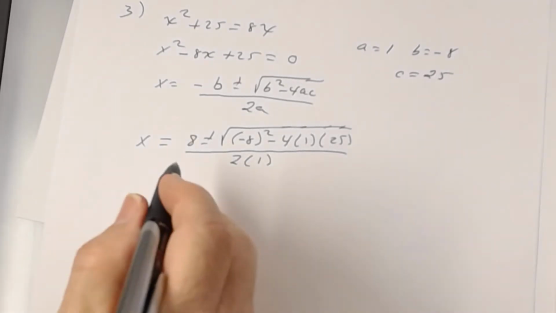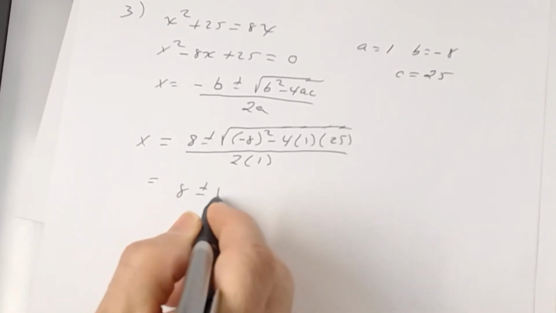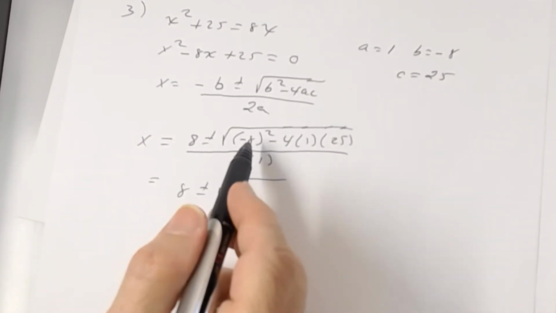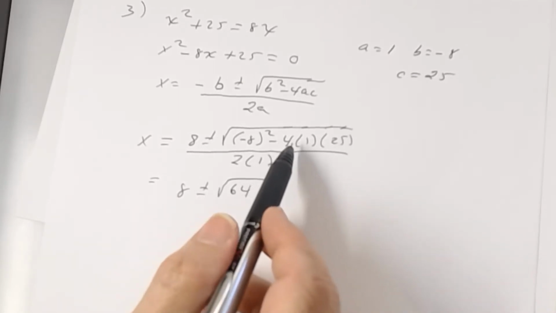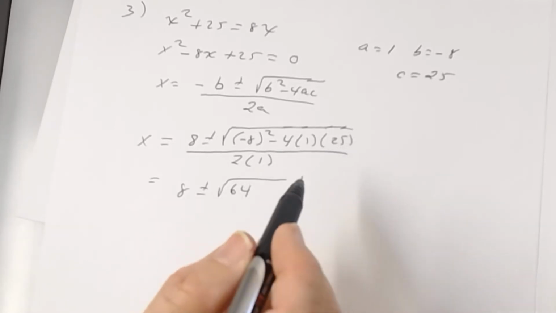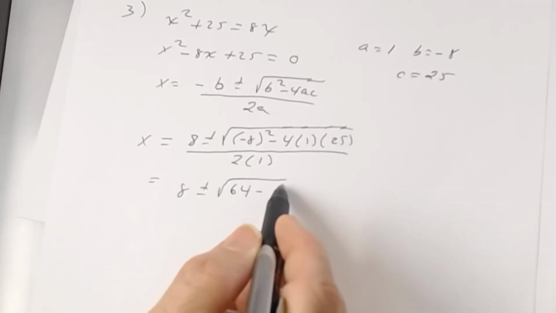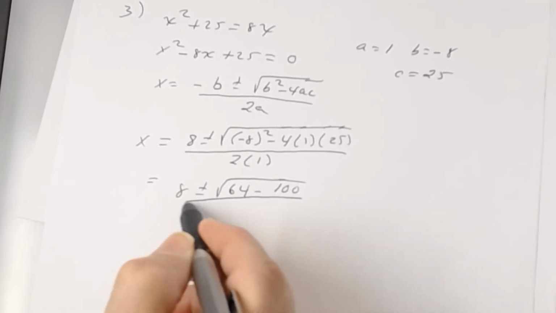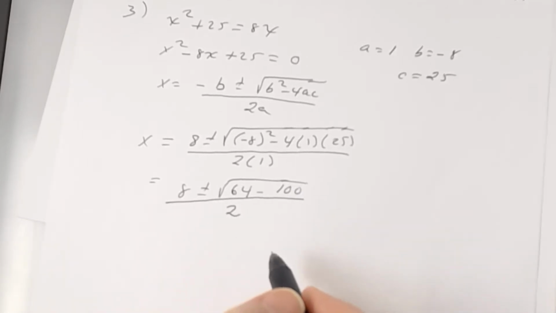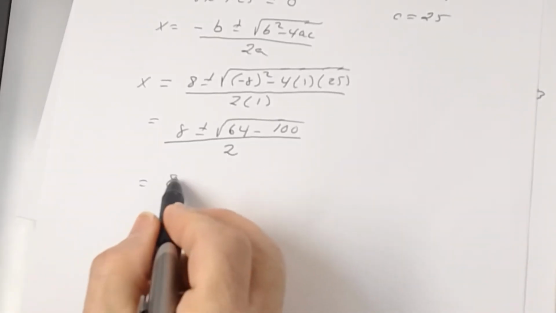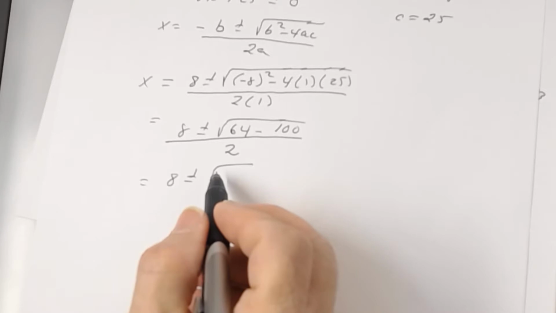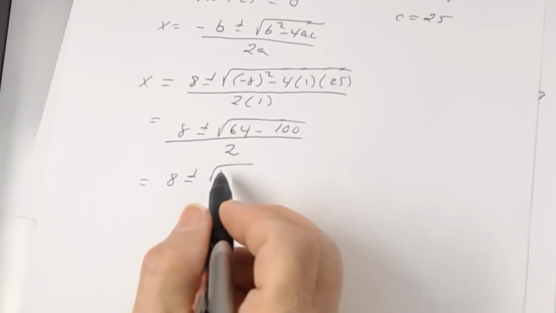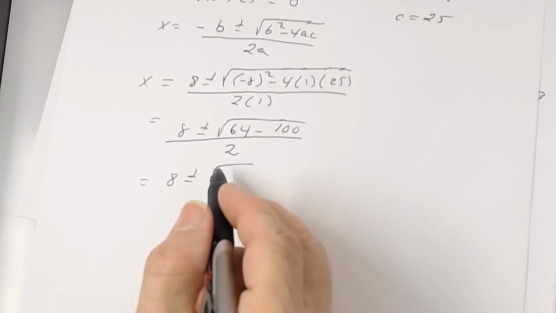Okay, now you're going to chug. 8 plus or minus the square root of, what's negative 8 times itself? 64. Positive 64. What's a negative 4 times a positive 1 times a positive 25? A negative 100. Yeah. All over 2 equals 8 plus or minus the square root of what? Are you combining your like terms? Yes. Oh, negative. Okay, 36. Negative 36.